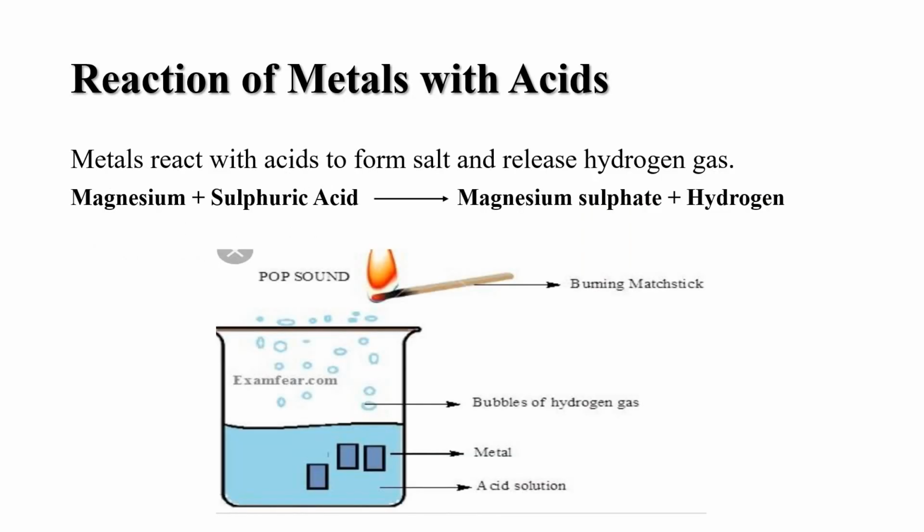Now, let us understand the reaction of metals with acids. Most metals react with dilute acids and produce salt and hydrogen gas. For example, when magnesium reacts with sulfuric acid, it forms magnesium sulfate and releases hydrogen gas. From the above reaction, it is clear that generally metals give hydrogen when they react with acids.